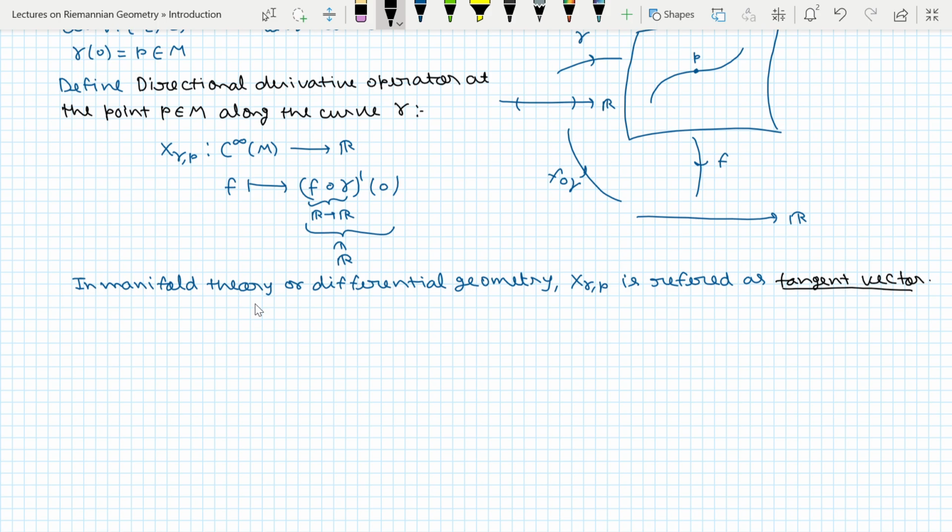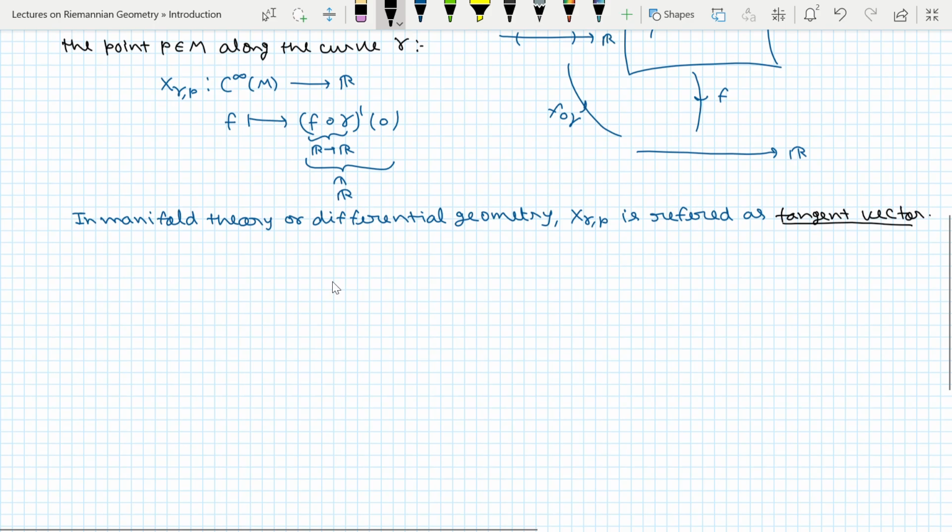Okay, let's move right ahead. Now we come to our main thing, which is the tangent space. What is the tangent space?